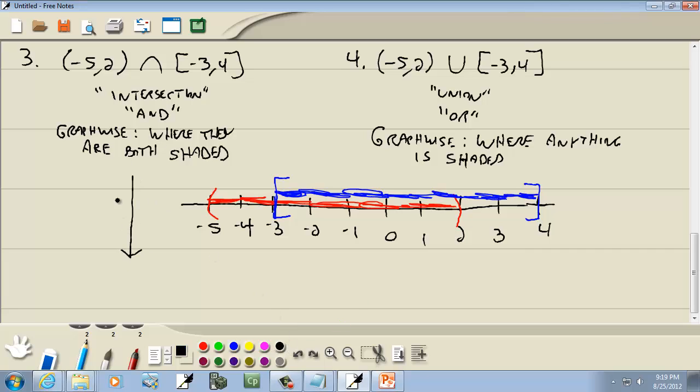Okay, now let's write our answers down. Our first one here, the intersection of these. Graph-wise, there's where they are both shaded. Well, these are both shaded from negative 3 to 2. And bracket on negative 3, bracket on negative 3. Parentheses on 2, parentheses on 2. So whatever symbol's there, you just carry down. Now this one is where anything is shaded, the union. So where anything is shaded is from negative 5 to 4. Parentheses on negative 5, bracket on the 4. And those would be our answers for those two.